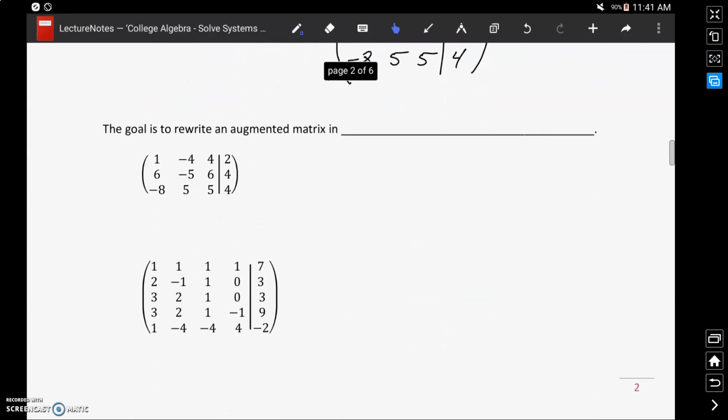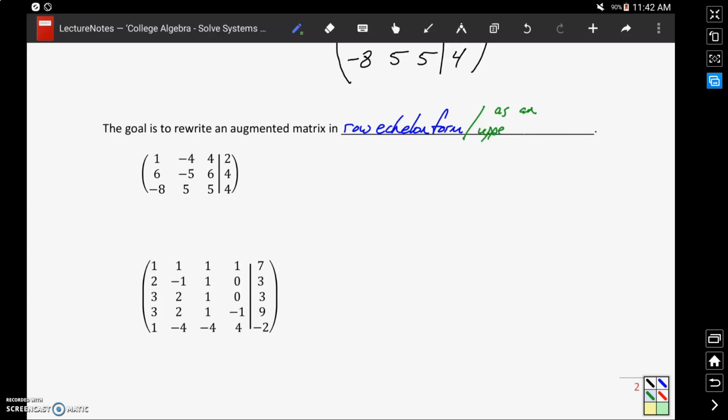These row operations start to make more sense as we work with them and actually move towards our goal, which is going to be to rewrite each of our augmented matrices in what's referred to as row echelon form. Or in the language that I like to use, we want to rewrite each matrix as an upper triangular matrix. And we'll see in a minute why we can refer to it as an upper triangular matrix.